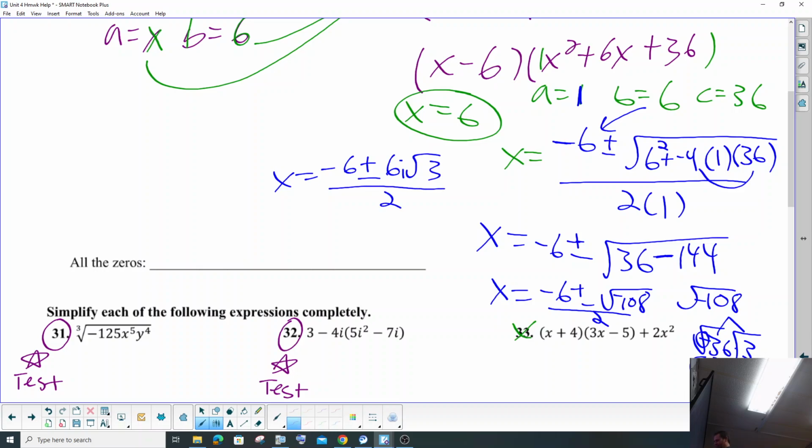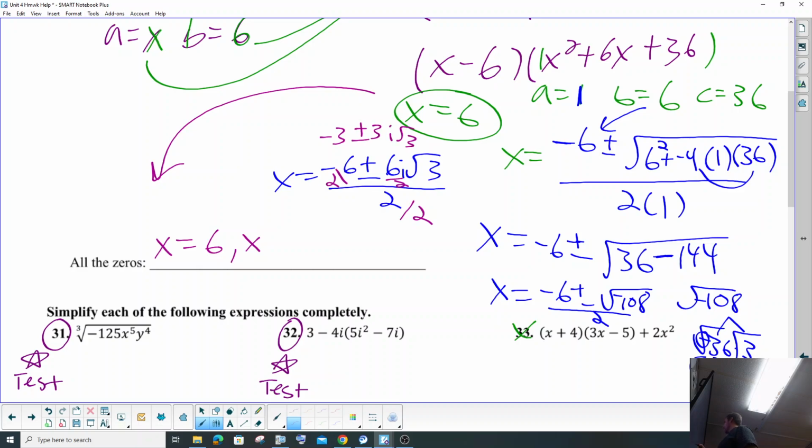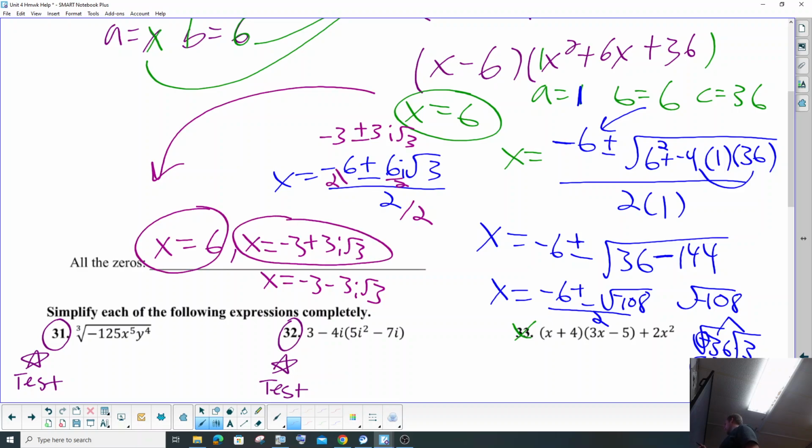Oh man, this just goes on and on. They're all divisible by 2, so don't forget to divide them all by 2. So now we get all the zeros. x equals 6, x equals negative 3 plus 3i radical 3, and x equals negative 3 minus 3i radical 3. We got it!